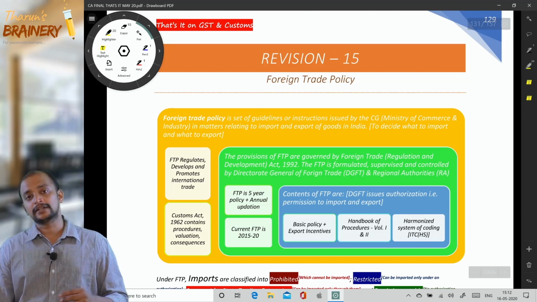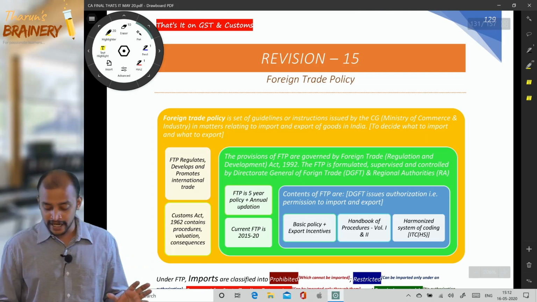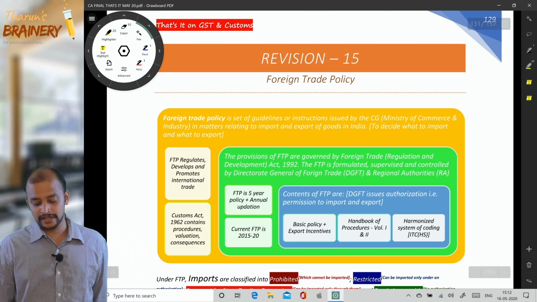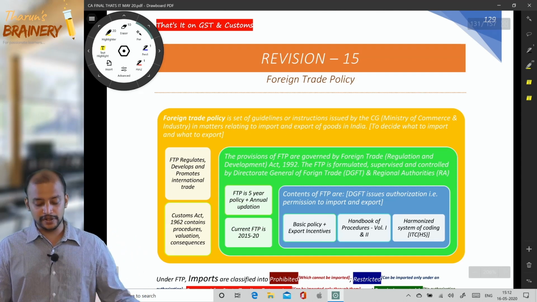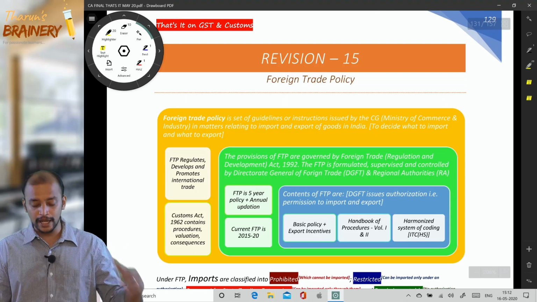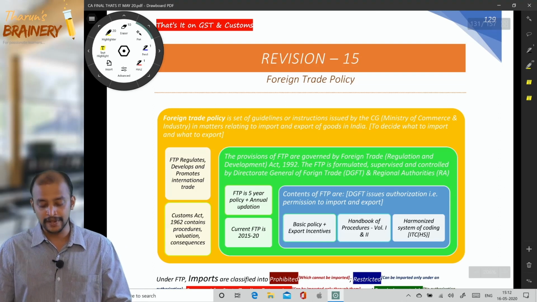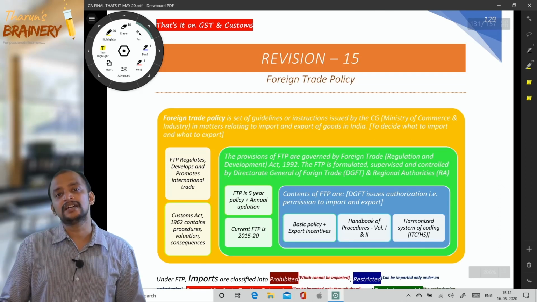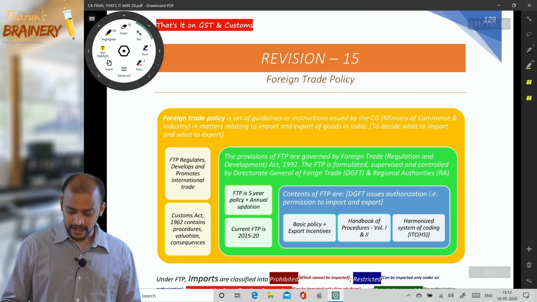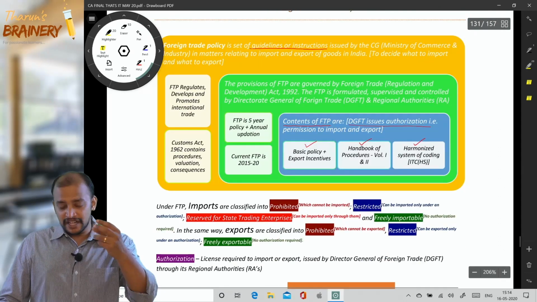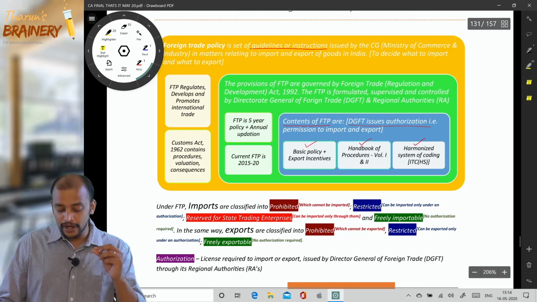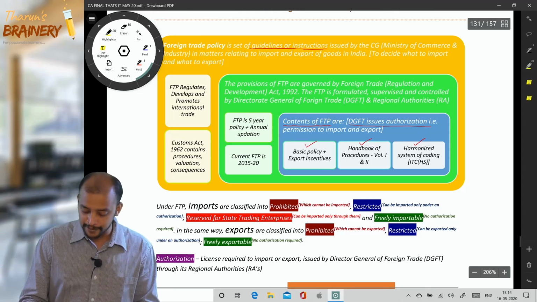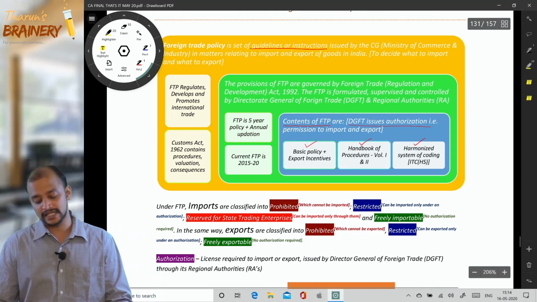Then the next thing here, what is this foreign trade policy? I told you already. Set of guidelines and instructions issued by CG, Ministry of Commerce and Industry in matters relating to import and export of goods in India. That is what foreign trade policy deals with, to decide what to import and what to export. Then, what is the difference between FTP and customs? I have given there. FTP regulates, develops and promotes international trade, whereas customs will contain procedures, valuation and consequences.